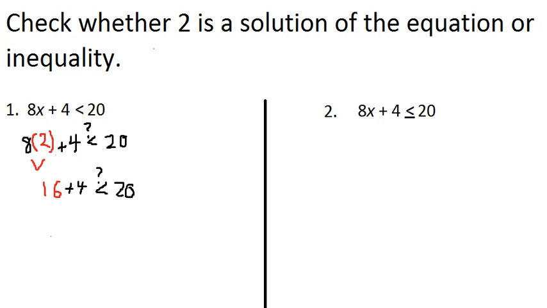Now we are going to combine these again. So we're actually going to do 16 plus 4, and that's going to give us 20. And so now we have 20 is less than 20. Now, this is not true. 20 is not less than 20, right? 20 is 20. Less than 20 means it can't be 20. It has to be something less than that. And so this is false. So we're going to write false real big.